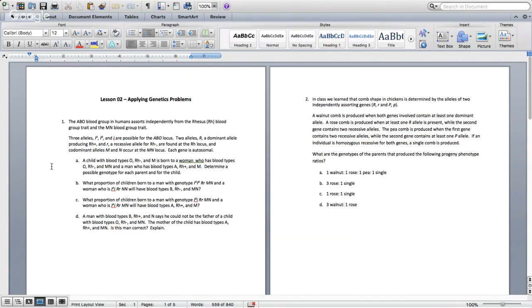For D, we found that the man isn't correct. It is possible for that child to be his if the father and the mother were both carriers of the lowercase i, so then their child could be homozygous recessive for I and have the O blood type. And if both parents were heterozygous for R, and if the father had N and the mother had MN.